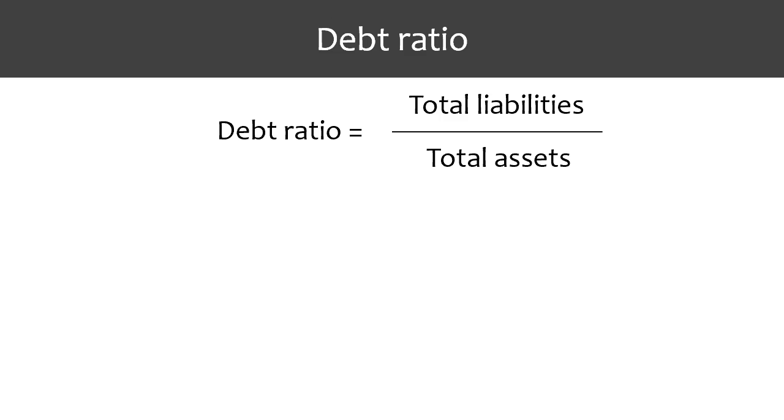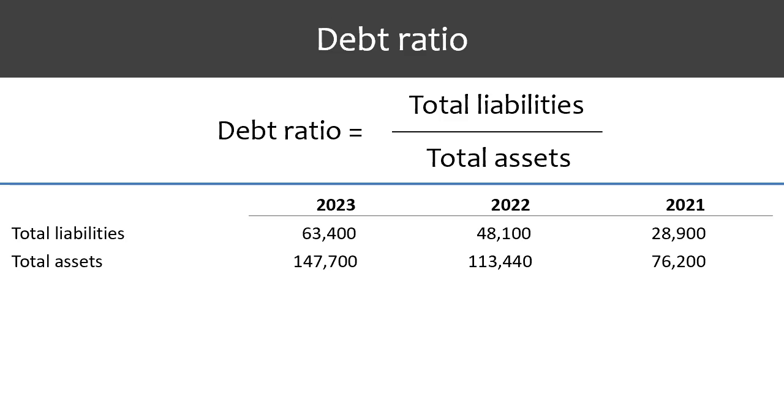The debt ratio is calculated by taking total liabilities and dividing by total assets. Here we have 3 years of total liabilities and total assets for a company. We are going to calculate the debt ratio for each year.